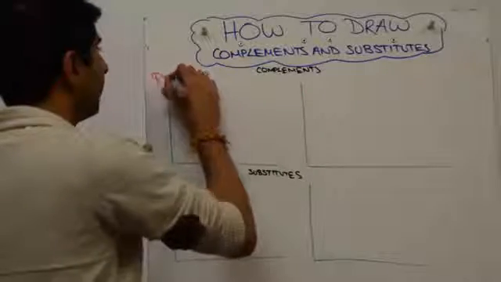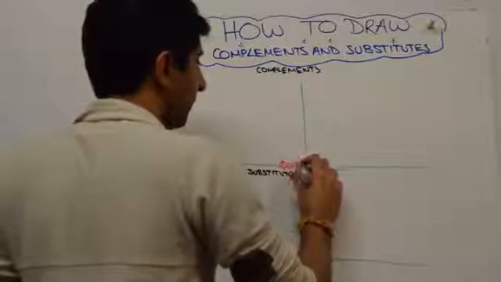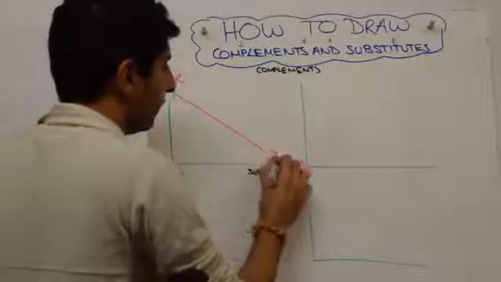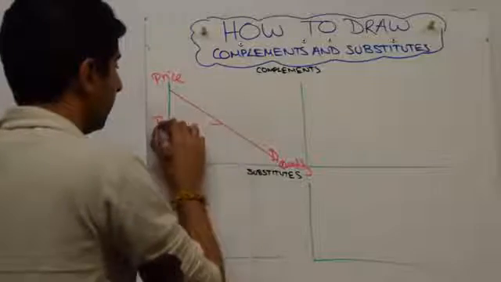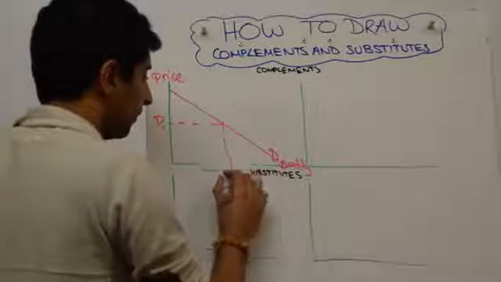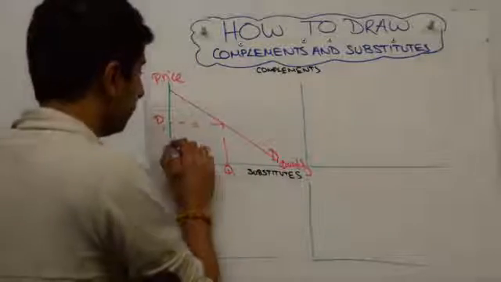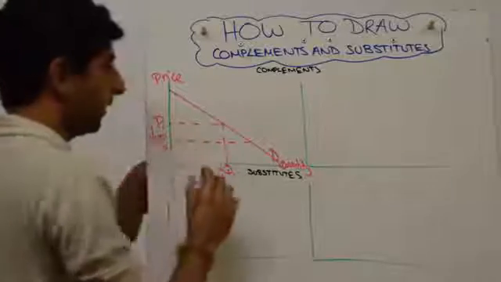So let's put price on the y-axis and quantity on the x-axis here. We're just going to draw a demand curve. Let's call that D1. Let's say there's an initial price of P1 and quantity of Q1. Let's say the price of this complement has fallen from P1 to P2. So you show that like that.